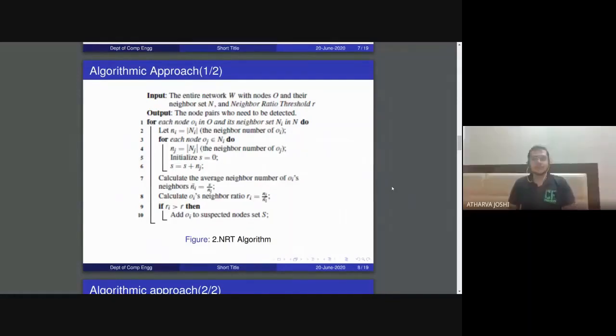We normally use two algorithmic approaches in our project. The first algorithm is the NRT algorithm, that is the neighbor ratio threshold, which is taken from the base paper. What it does is it uses the concept of neighbor ratio and shortlists certain nodes from the whole set of nodes which are probable to be malicious.